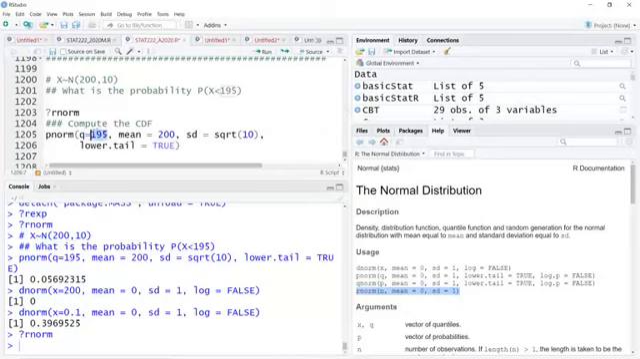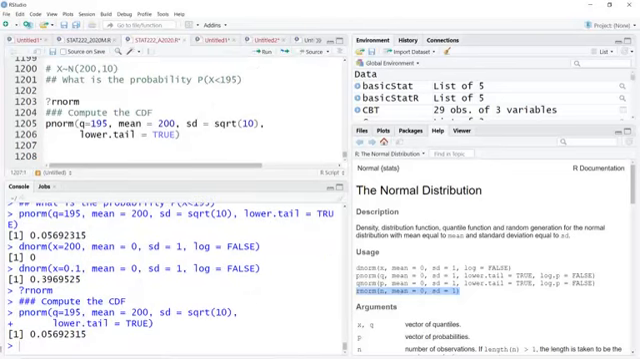So my q is 195. The mean from the distribution, mu, is 200. Standard deviation is square root of 10. And lower.tail is true. If lower.tail is true, it means it is finding from negative infinity to that 195. Okay. And this is equal to 0.0569.